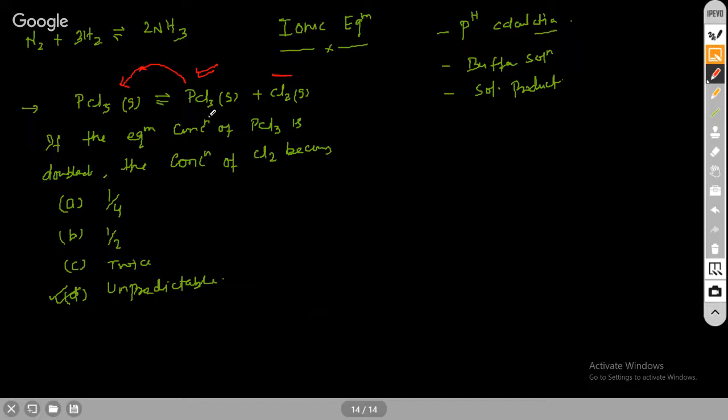We can say that the concentration of Cl2 will decrease because the reaction is going in the backward direction. Whether it is half or 1 by 4, that we cannot say. It can be any value. Understood this?